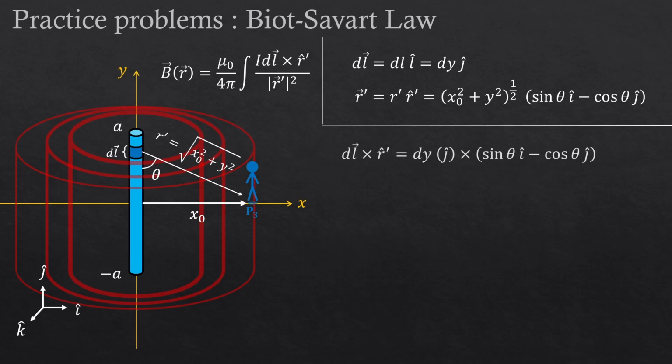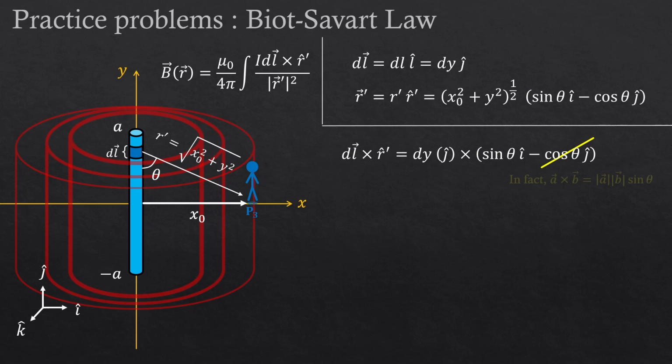Let's take the cross product and compute this numerator term before integrating. Vector dl cross r prime hat. And again, r prime hat is just a direction, so we are not including the magnitude, which is the square root of x0 squared plus y squared. So I only brought the direction part here. If you do the cross product, you'll see that the j hat term will disappear, and only the i hat term, which has a sine theta, will survive.